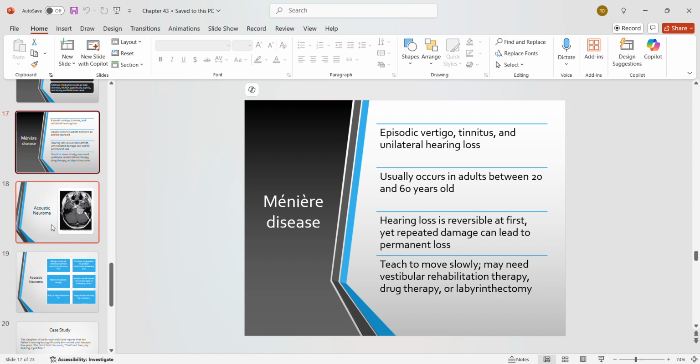Now, the treatment: diuretics, antiemetics, and antihistamines. They can help manage symptoms during attacks. A low sodium diet, reduce caffeine and alcohol, and if you're a smoker, stop. Also, hearing aids can be helpful to manage any hearing loss, and in rare cases, surgery may be an option if other treatments are ineffective.